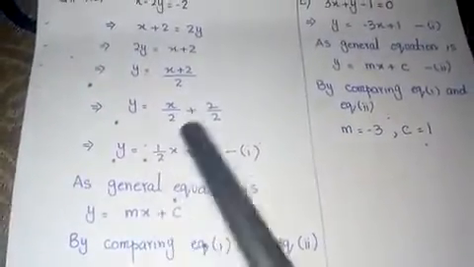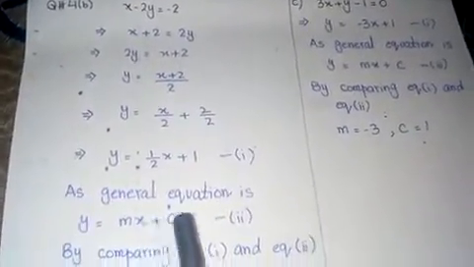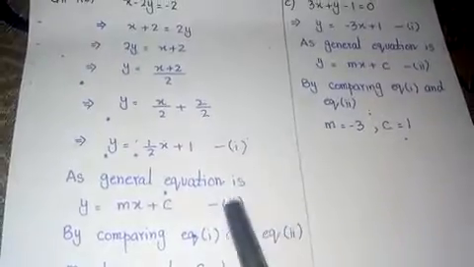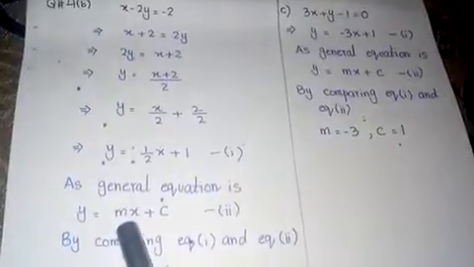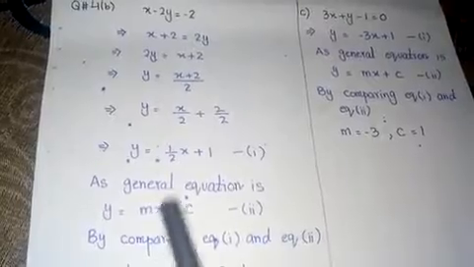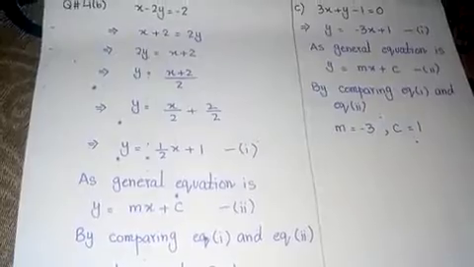So now you can see the general equation and this equation are in the same format. I have already told you, you have to simply convert the question into the general format which will be given in the question. Clear? Now you can see the format is the same. So by comparing equation 1 and 2, y is the same as y, 1 by 2 is the same as m. So the value of m comes out 1 by 2. x is the same as x, plus is the same as plus, c is equal to 1. So the value of c comes out 1.